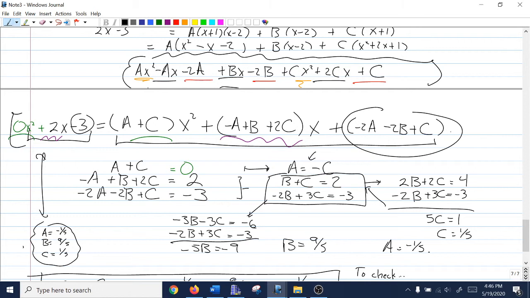Can I figure out what that is? A plus c is 0. That's right. Negative a plus b plus 2c is supposed to be 2, that's right. Negative 2a minus 2b plus c is supposed to be negative 3, that's right. What happens when a becomes negative c? This becomes positive. Oh, there's where my mistake is. Negative a becomes positive c. When I group that with the 2c, I'm supposed to have plus 3c here equals 2.